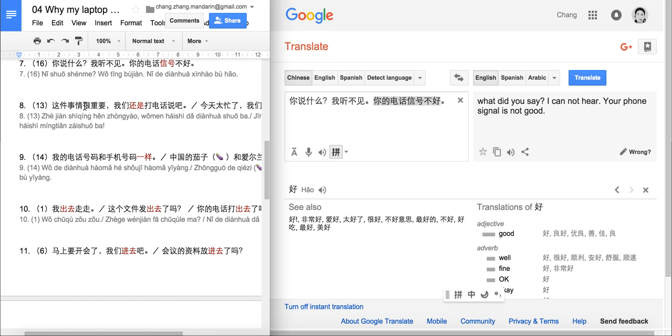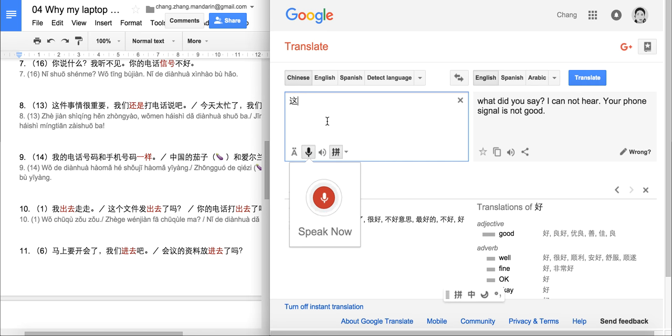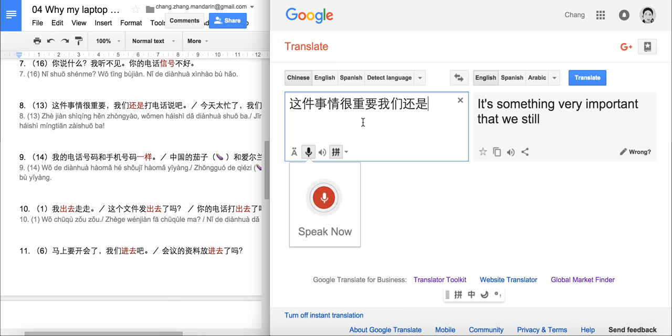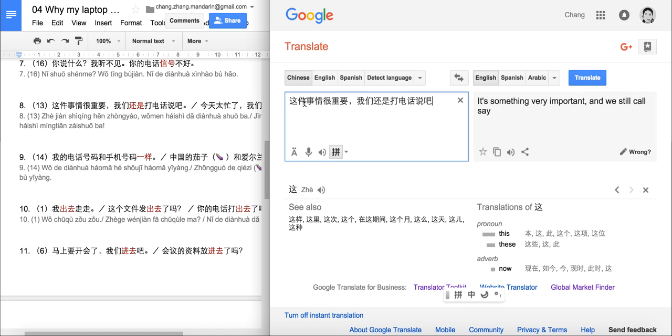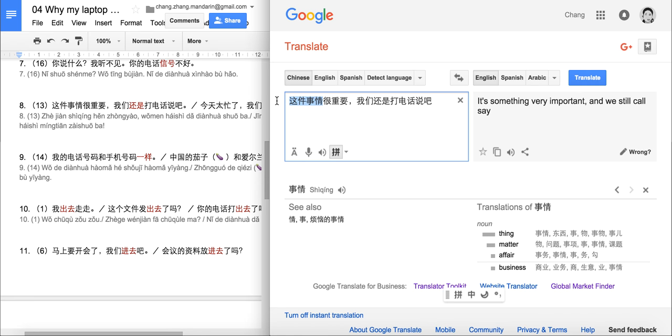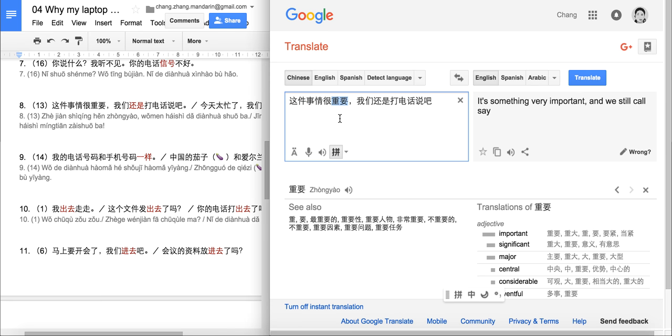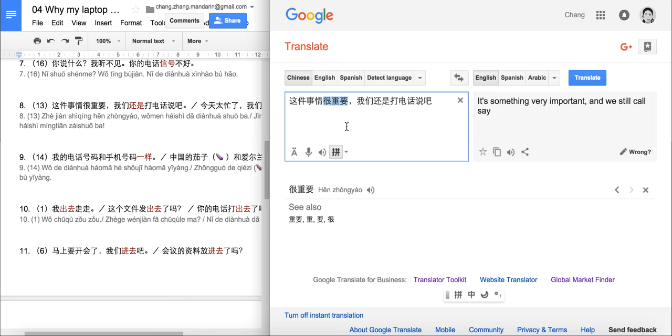Next one. 这件事情很重要。我们还是打电话说吧。 件 is the measure word for item. Okay, measure word for a piece. 事情 for thing. So this thing or this matter, very important. Beware, we don't have to put 是 in between, alright? This thing, very important. Structure: subject directly plus an adjective, okay? So this thing is very important.